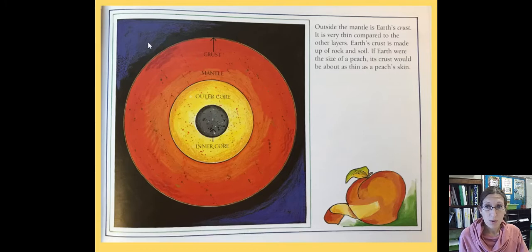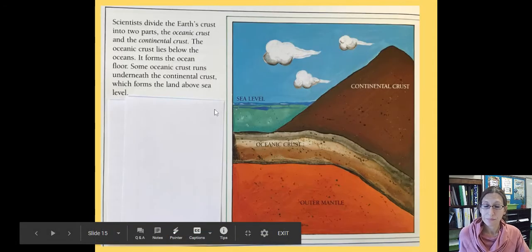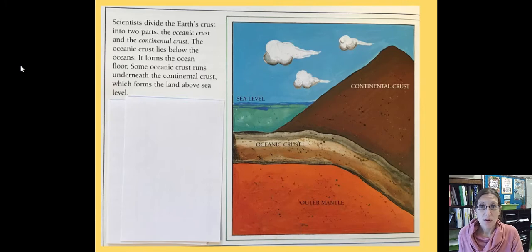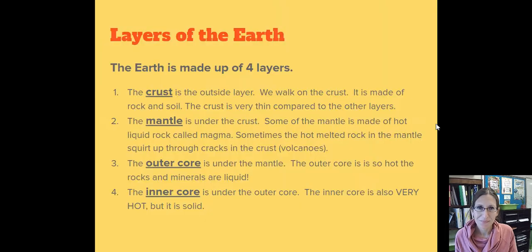Sometimes we also compare the Earth's crust to an egg, and the egg shell is like the crust of the Earth, very thin compared to the other layers. All right, scientists divide the Earth's crust into 2 parts, the oceanic crust and the continental crust. The oceanic crust lies below the oceans. It forms the ocean floor. Some oceanic crust runs underneath the continental crust, which forms the land above sea level. So underneath the ocean, we call it the oceanic crust, and underneath land, we call that the continental crust.